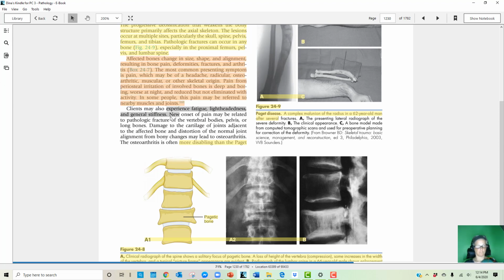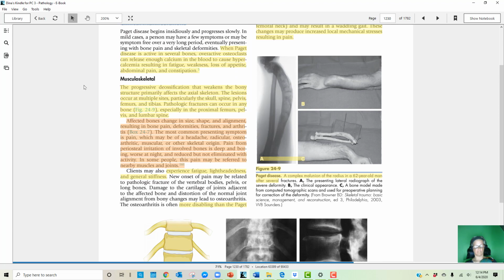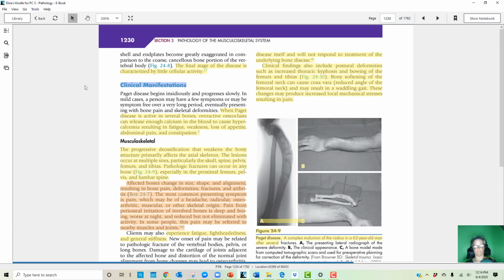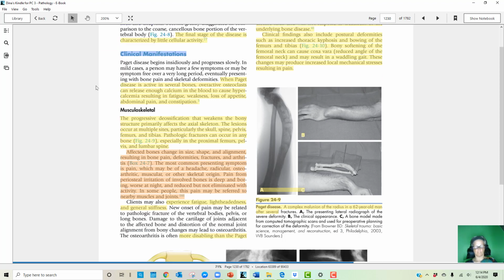New onset of pain may be related to pathologic fracture of the vertebral bodies, pelvis, or long bones. Damage to the cartilage of joints adjacent to the affected bone and distortion of the normal joint alignment from bony changes may lead to osteoarthritis. The osteoarthritis is often more disabling than the Paget's disease itself and will not respond to treatment of the underlying bone disease. Clinical findings also include postural deformities such as increased thoracic kyphosis and bowing of the femurs and tibias.